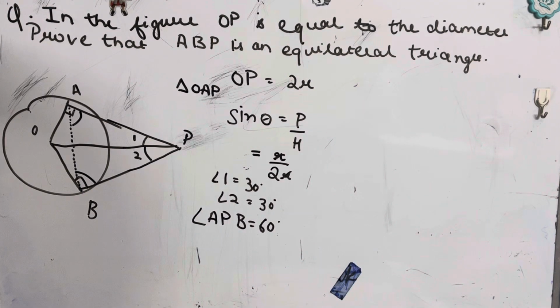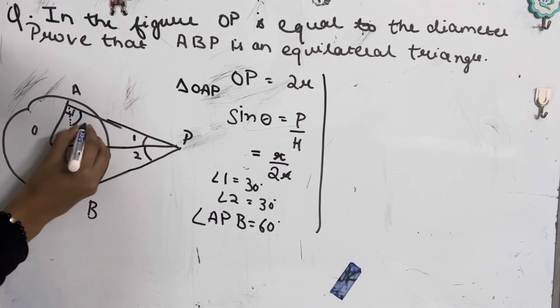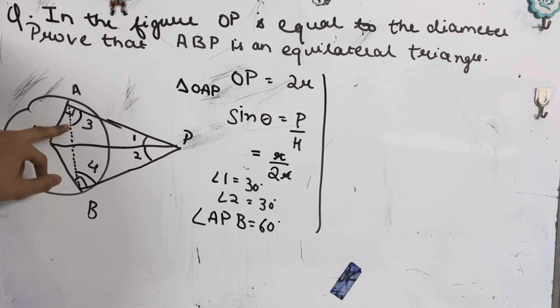Alright. Now we come over this side. Now we need to prove that these angles, we could take it as 3 and 4, are also equal to 60 degree. Angle 3 is 60 degree and angle 4 is 60 degree.